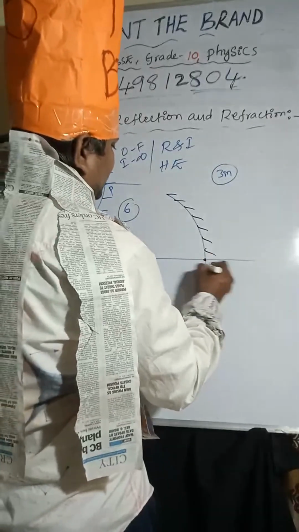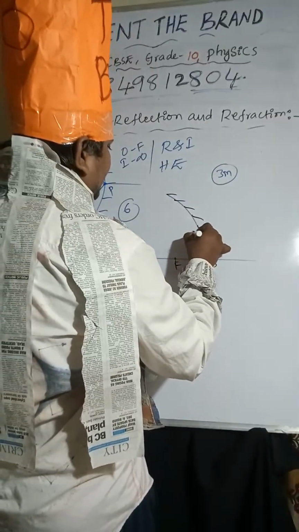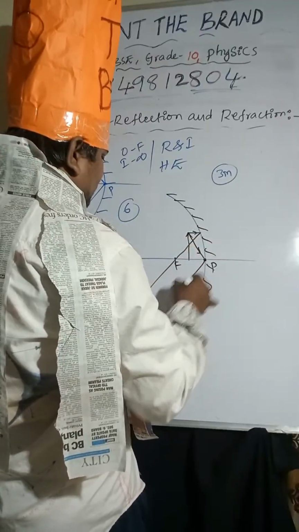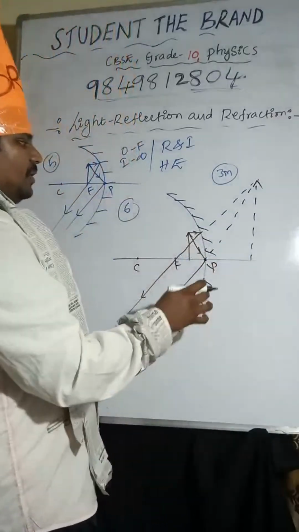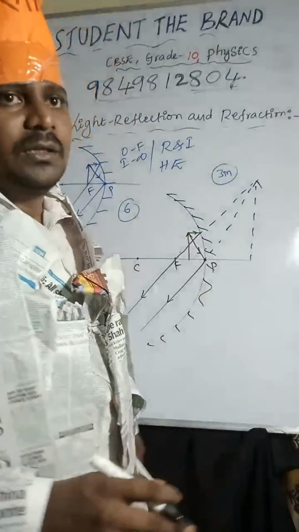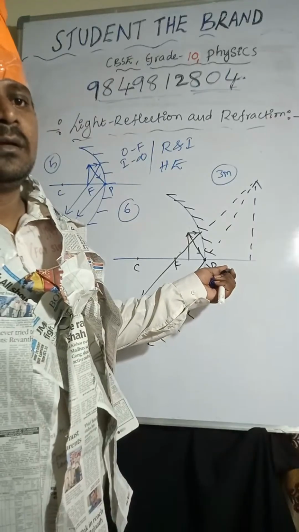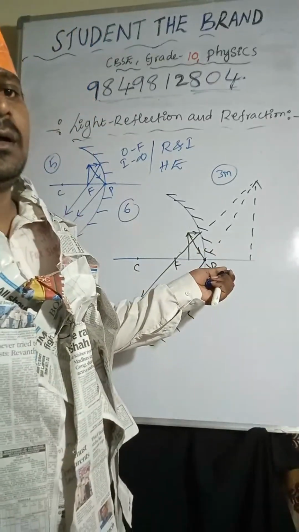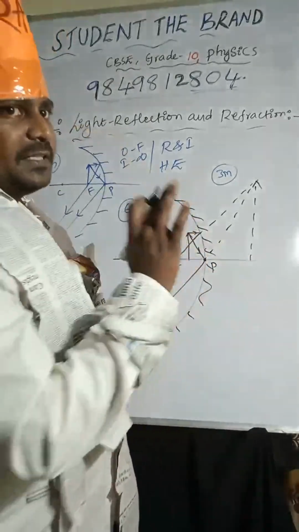So this is the pole, focus, center of curvature, object is placed between F and P. One ray I am taking like this, another ray passes through like this. So if you are extending the reflected rays, the image will form here. Very important condition, very important case. Definitely here this condition is very important, expected for exam.